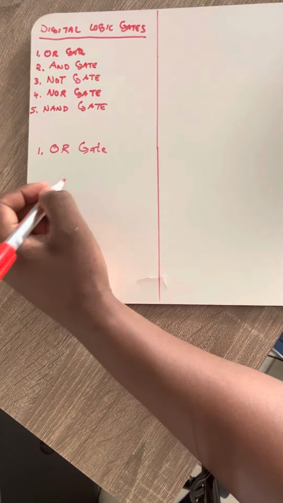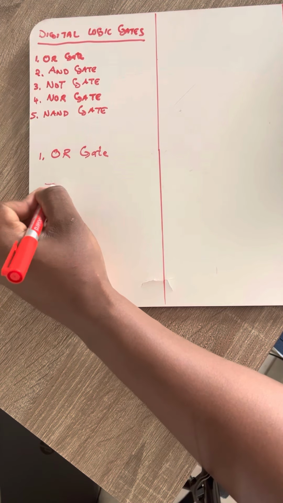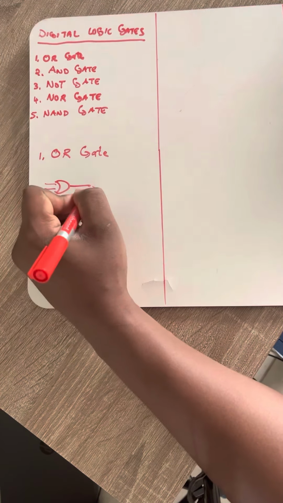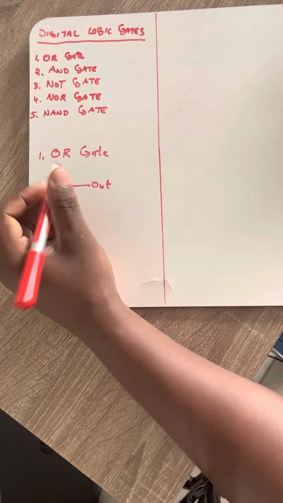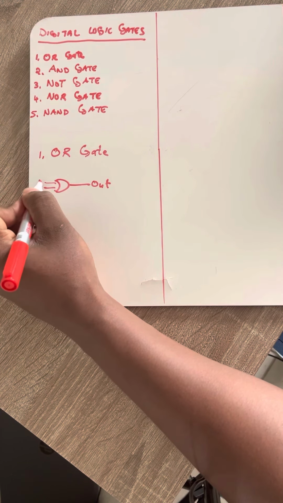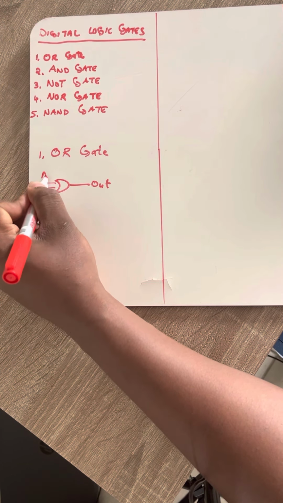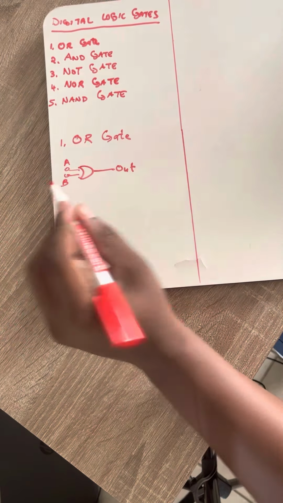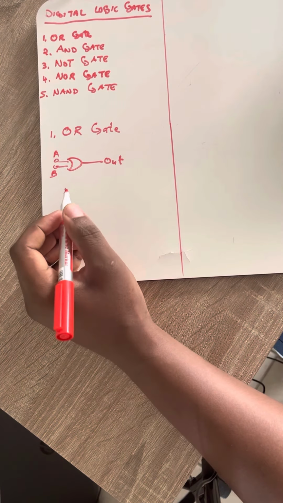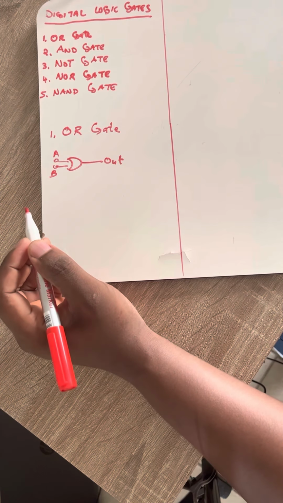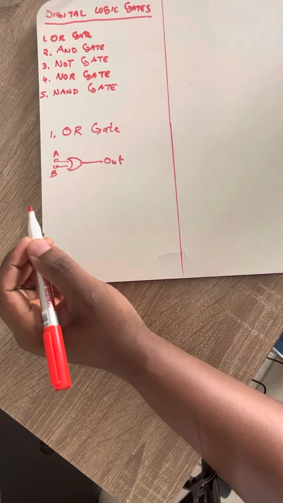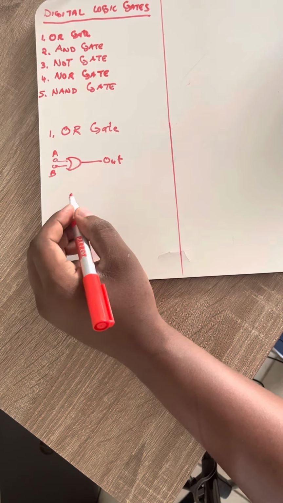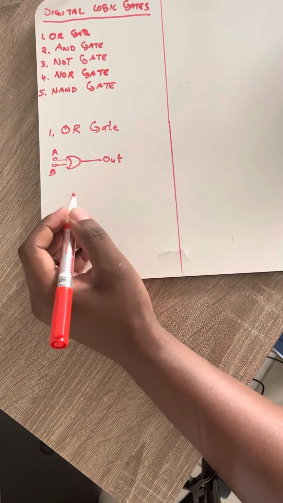So the OR gate symbol will be looking like this. This is the output. It has two inputs. Let's name the inputs A and B, right? Because it's digital, these are binary inputs, zeros and ones, right? So this logic gate has a truth table.